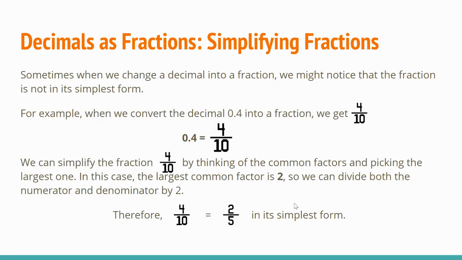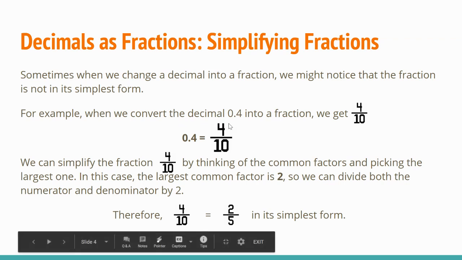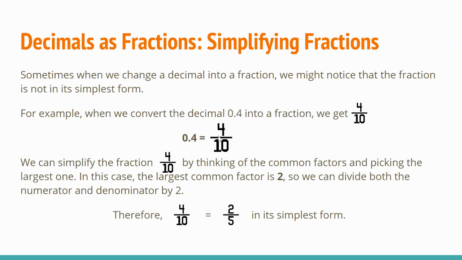And again, we talked yesterday about how sometimes when we convert decimals into fractions, we see that the end result is not in its simplest form. So we might need to change it. And when we convert the decimal 0.4 into a fraction, we see this. We get 4/10, and we know that 4/10 is not in its simplest form.